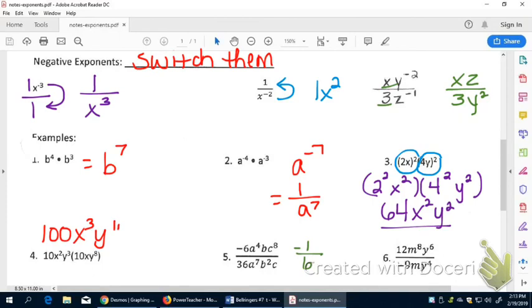Now let's deal with the a's and then the b's. So we have 4 a's on top, 7 a's on the bottom. How many do you have left? 3. Where are they at? The bottom.